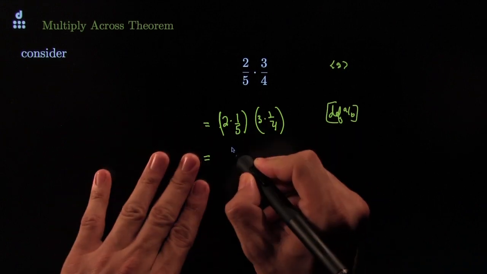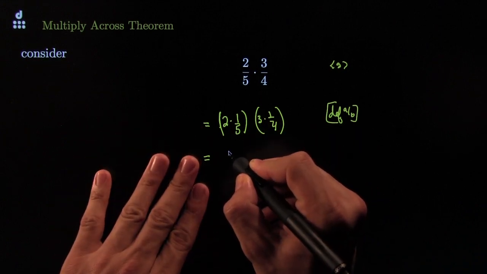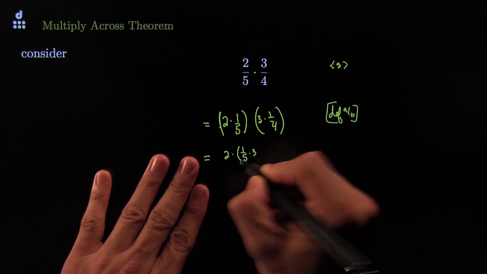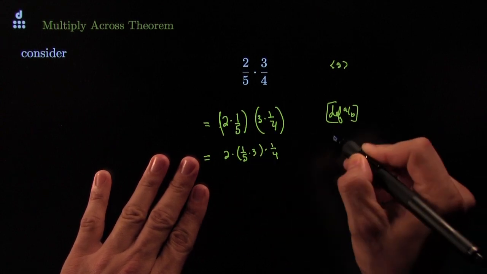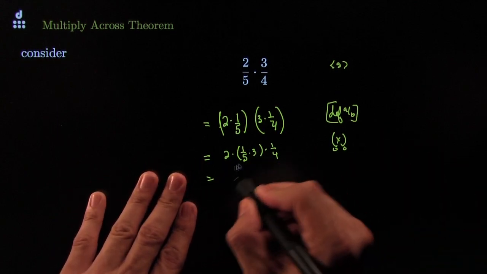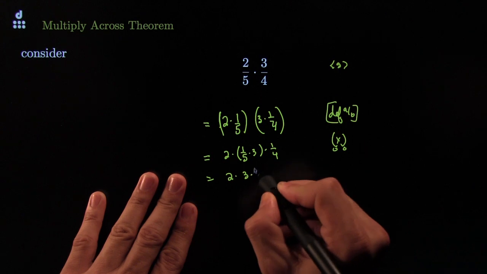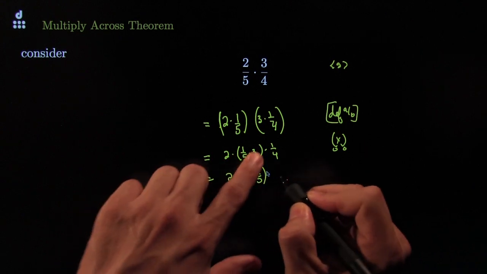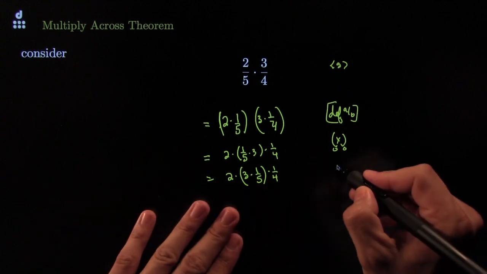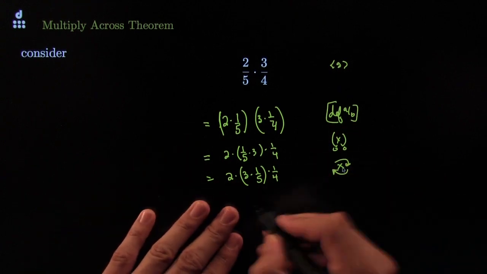Now I can rearrange things. I can say, you know what, I can do this: 2 times 1 over 5 times 3. So I've moved the parentheses. This, of course, is the associative law of multiplication. I can switch these things. I have 2 times 3 times 1 over 5. The inner items from the parentheses commuted, so that's called the commutativity law of multiplication.